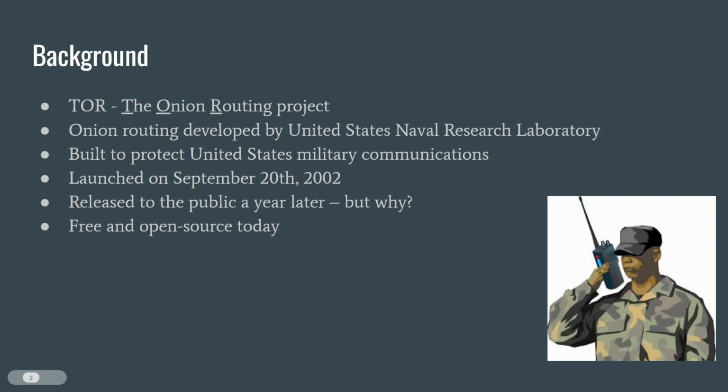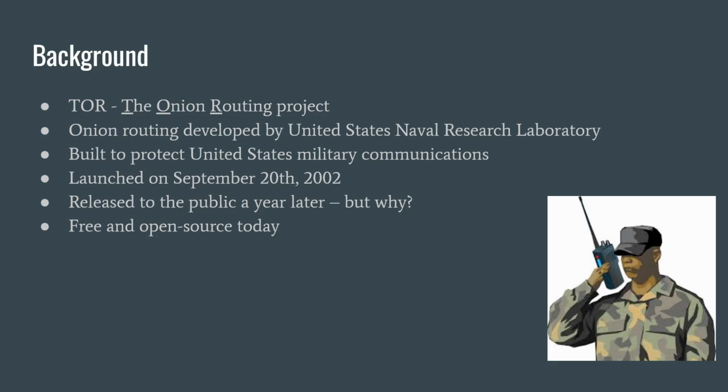Tor is an acronym and it stands for The Onion Routing project. Onion routing is a protocol that was developed by the United States Naval Research Laboratory, and this was done in the mid 1990s. Some notable names that helped engineer this include mathematician Paul Syverson and computer scientists Michael Reed and David Goldschlag. It was built to protect United States military communications, and it launched on September 20th, 2002, internally. But it was then released to the public a year later.